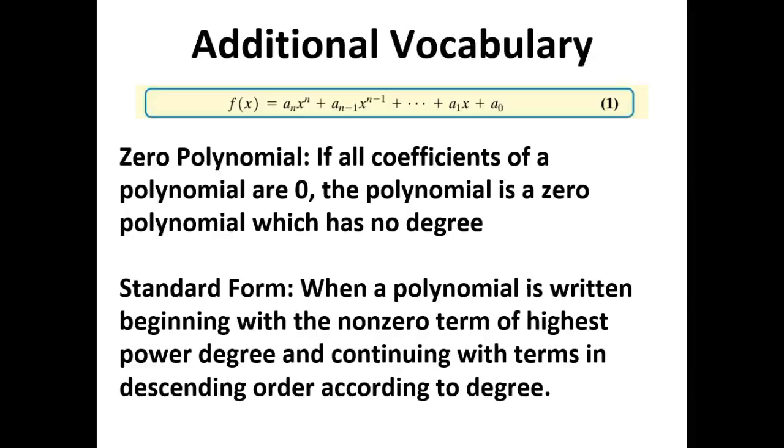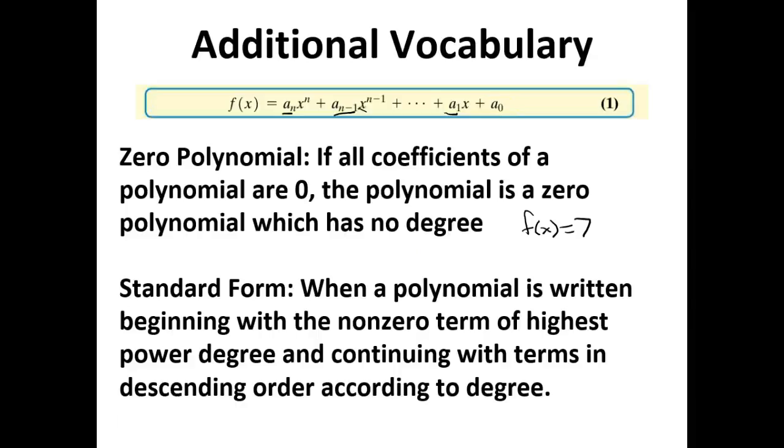Some more vocabulary yet. The zero polynomial is when all coefficients of a polynomial are zero. The polynomial is a zero polynomial and has no degree. That would be like the example where I did f of x equals 7. All the coefficients, or all the numbers in front of the x's, are 0. The only part that's left is the constant term, and it's the zero polynomial. It has no degree because it has no x's.